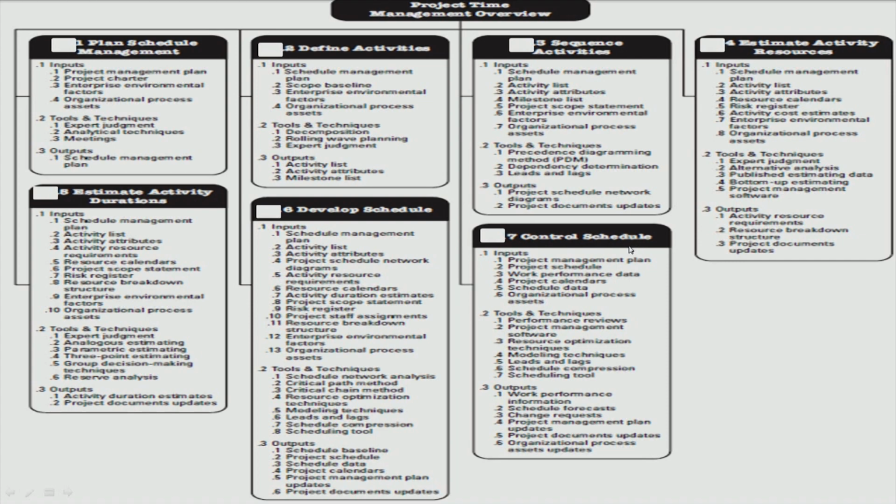So, what are different tools and techniques for project controlling? For project controlling we have got several methods, right. So, tools and techniques are performance reviews, project management software, resource optimization techniques, modeling techniques, leads and lags, scheduling comparison and scheduling tools, right. So this is just one slide in which I have shown you the processes of time management. Similarly you have got processes for other 9 areas as well, right.